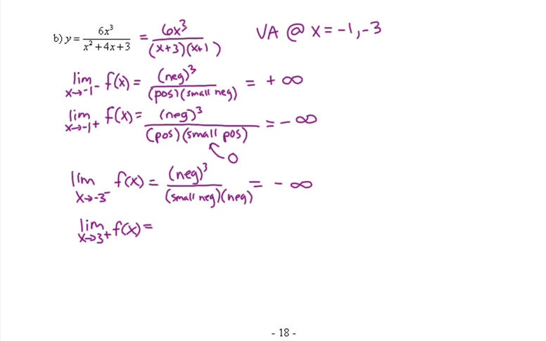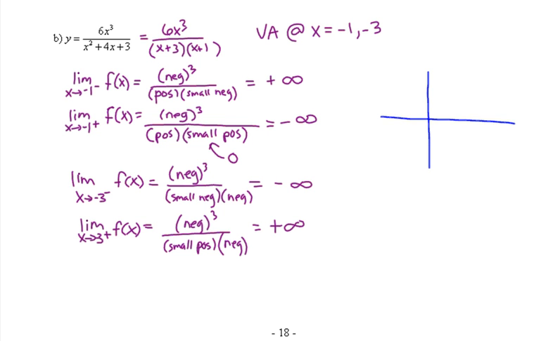And then from the right, oops, I forgot my negative there. Negative 2.99 cubed is still a negative cubed. All over negative 2.99 plus 3 is a small positive. Times negative 2.99 plus 1 will be a negative, which results in positive infinity. Okay, your rough sketch. We have asymptotes at, actually, let's change this.